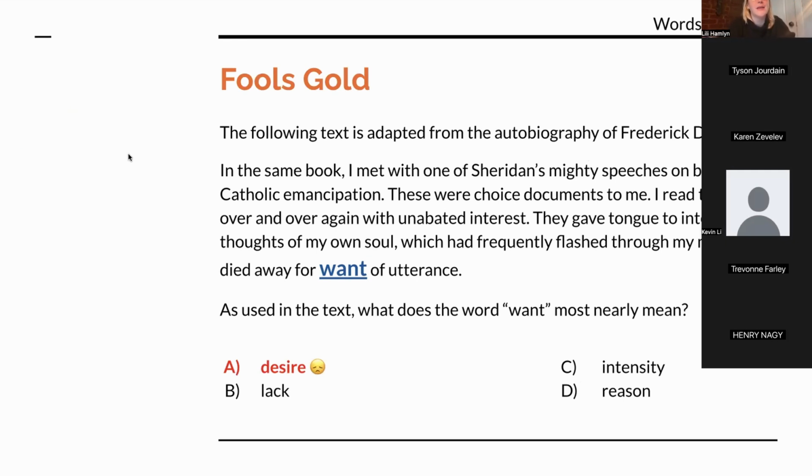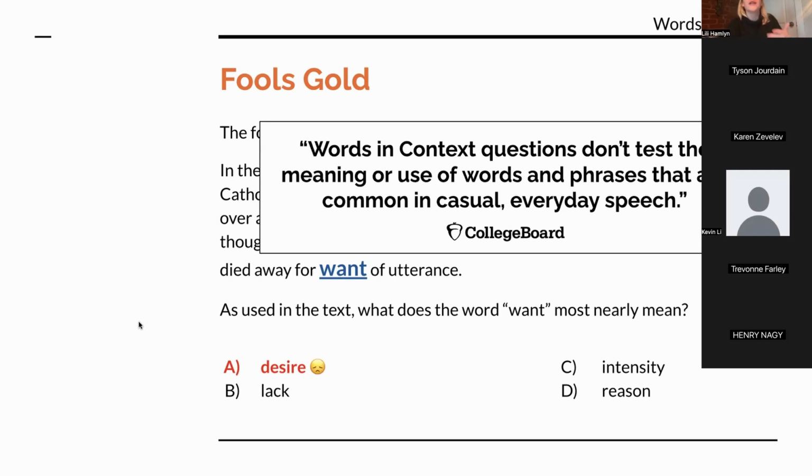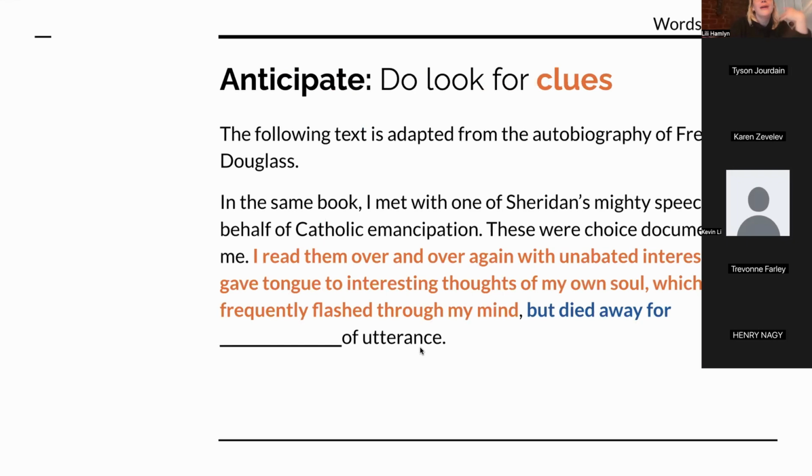But this is another reason why we need to use this method, because as the College Board says, words in context questions don't test the meaning or use of words and phrases that are common in casual everyday speech, right? It's not going to be so straightforward, unfortunately. It's not a test to make stuff easy. So it's super important with these ones as well to not look at the answer choices, because it's misleading. There are often red herrings there, or trick answers. So we want to look for clues.